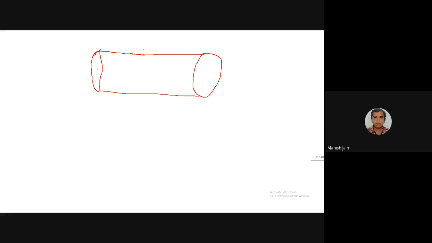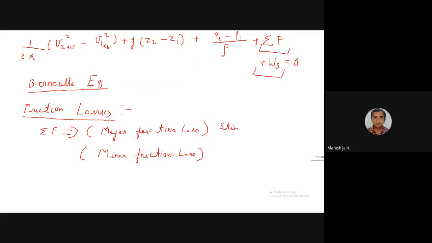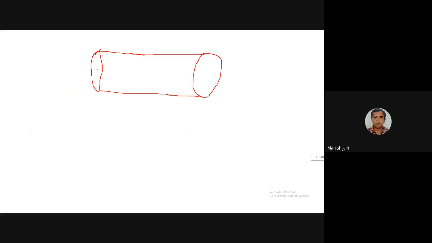Due to the skin of the pipeline, which exerts a friction force on the flowing fluid, there is a loss of mechanical energy into thermal energy. That is called skin friction. So the major loss is also called the skin friction loss. Now the minor losses include different types of losses. So we will discuss what the different types of minor losses are.